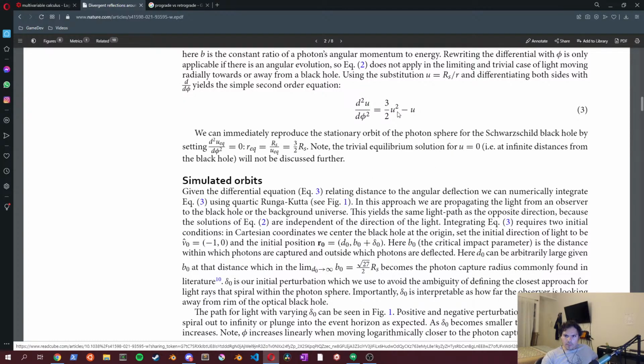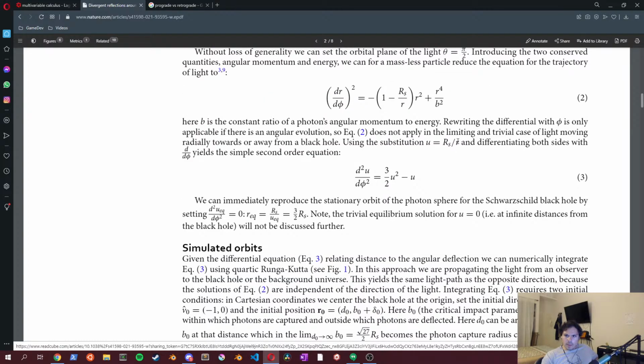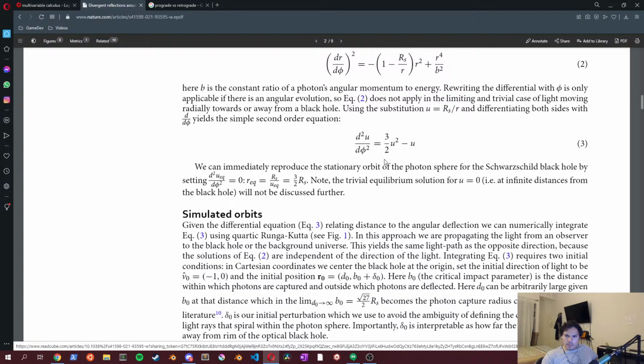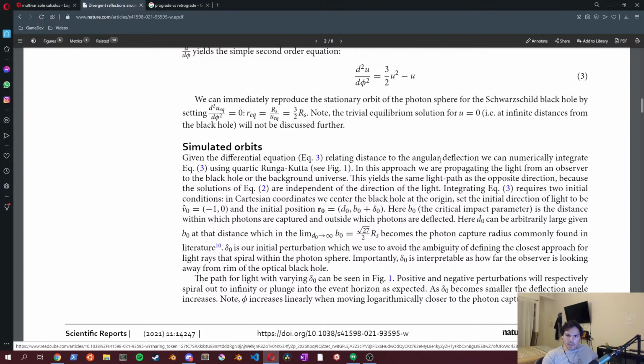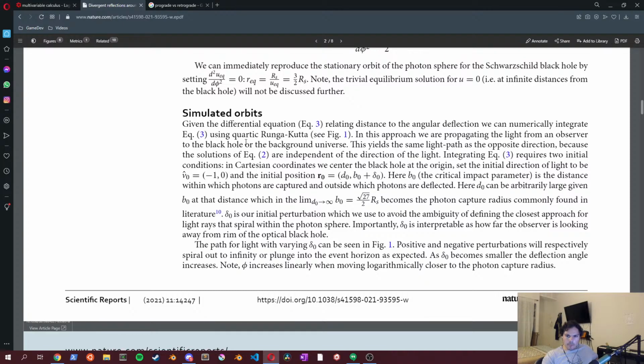And he says, of course, there's a u equals 0 solution, but that would require little r to be infinity, which means you're so far away from the black hole that it doesn't affect your geometry. You have a flat space-time.